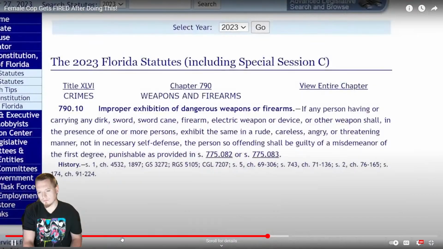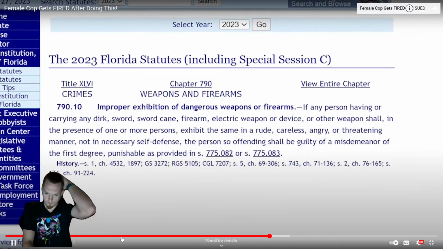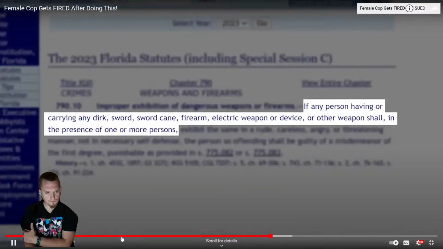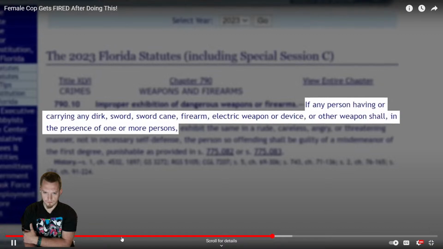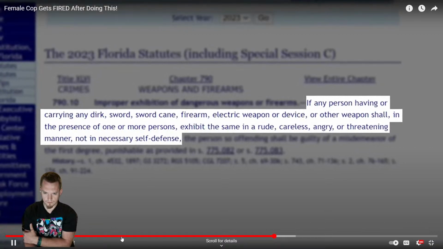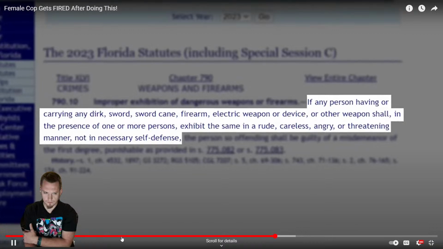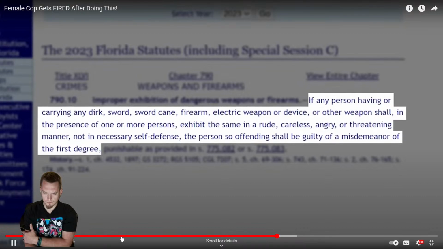According to Section 790.10 of the Florida statute, which codifies the offense of improper exhibition of dangerous weapons or firearms, quote, "If any person having or carrying any dirk, sword, sword cane, firearm, electric weapon or device, or other weapon shall, in the presence of one or more persons, exhibit the same in a rude, careless, angry, or threatening manner, not in necessary self-defense, the person so offending shall be guilty of a misdemeanor of the first degree."